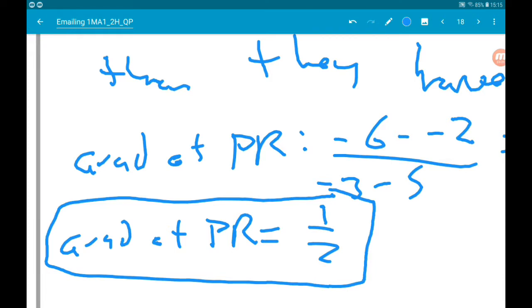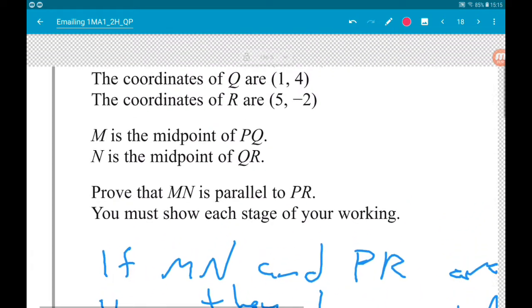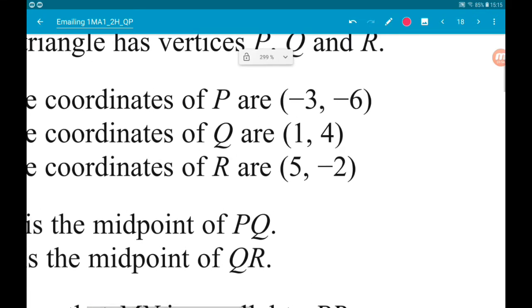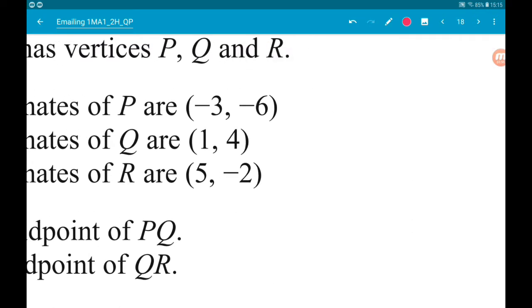Okay, so what we now also need to do then is to get the gradient of MN. To do that, we need to find the coordinates of M and N. So we're told that M is the midpoint of PQ. So, midpoints are the mean coordinates of 2 points.